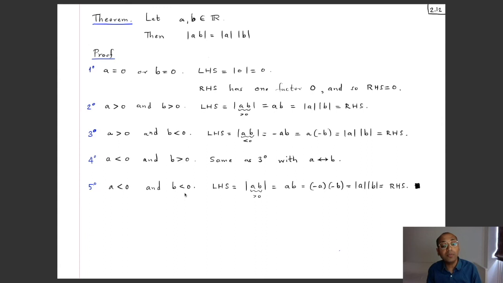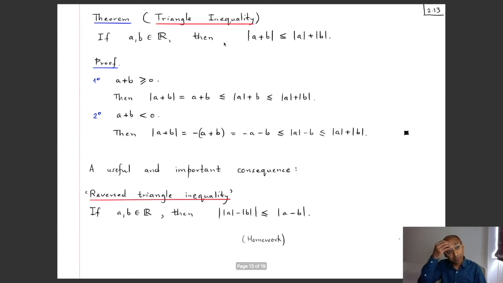If A is negative and B is negative, then AB is positive because both of them are negative, and so its mod is AB itself, but that I can write as minus A times minus B, and minus A is what mod A is because A is negative, and minus B is what mod B is because B is negative, and so this is the right hand side. So this was also a straightforward verification, but now we have proved this, and we are allowed to use this whenever we want.